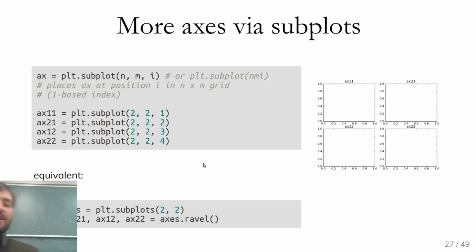And equivalently, I can create all of them at the same time with plt.subplots(2, 2). And then I get an axes object, and this is a numpy array.